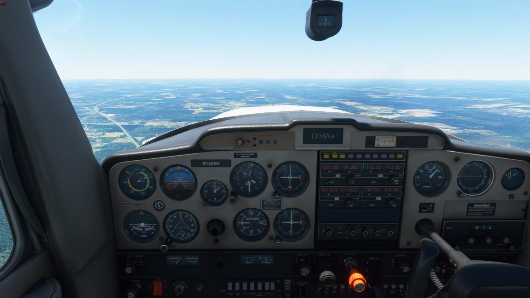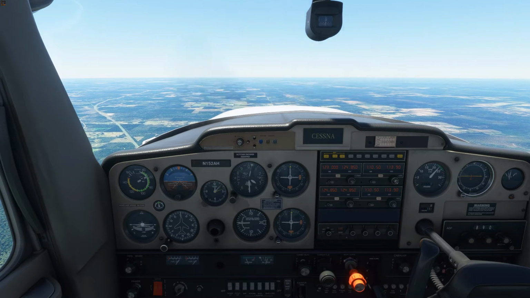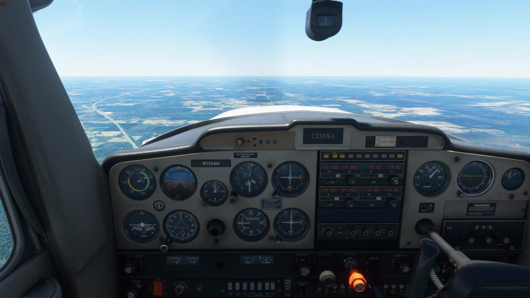In today's lesson we're going to get comfortable with how the aircraft handles at the lower end of the airspeed indicator, practicing flight at approach speeds and slow flight.